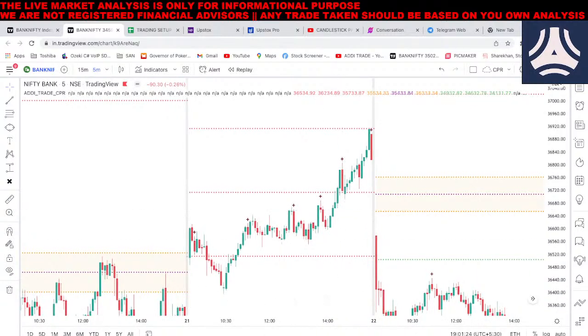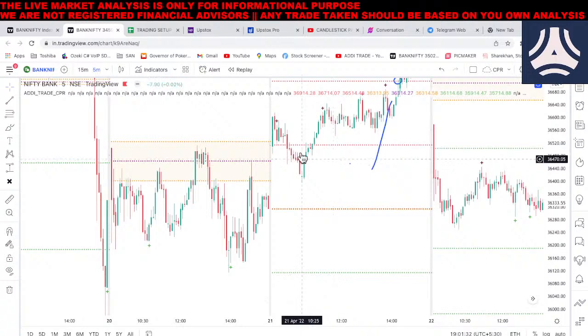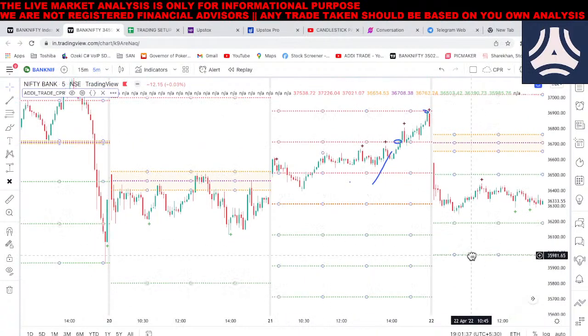I think on this day, yeah, I traded only after this R2 broke, until R3. So this was a very tricky day, but if we had placed the stop loss at the right level, it would have definitely worked.